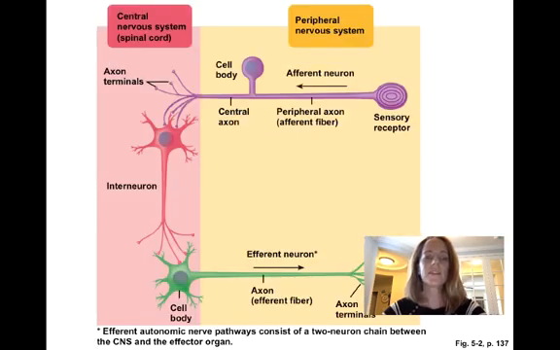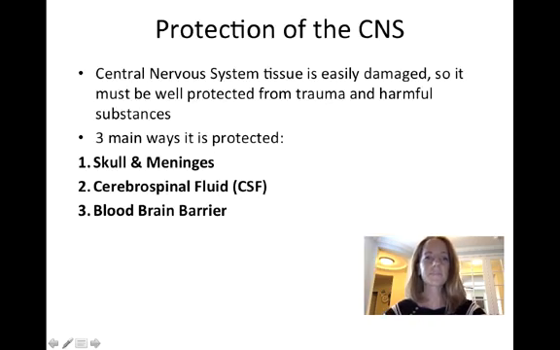So if we look at this in a very simple circuit diagram, we start with a sensory receptor, we go through an afferent neuron to activate a central nervous system neuron, which sometimes is indicated as an interneuron. From there, then we'll send motor commands out to the efferent neuron to have a response in an effector muscle or gland. So the central nervous system tissue is very easily damaged.